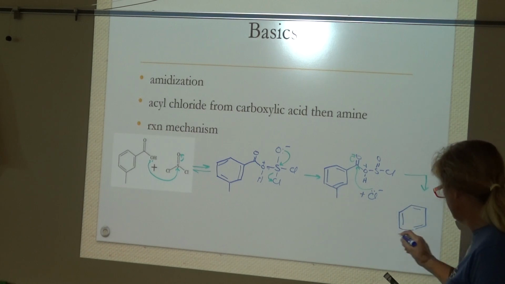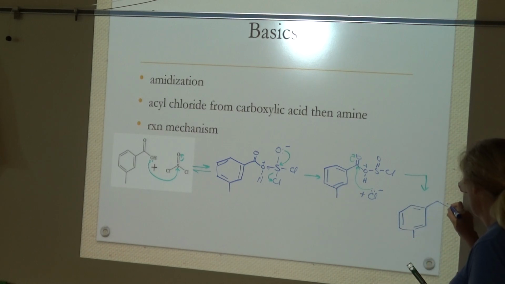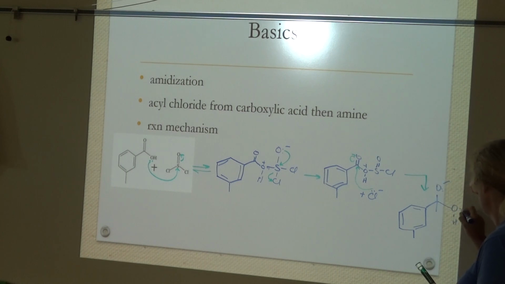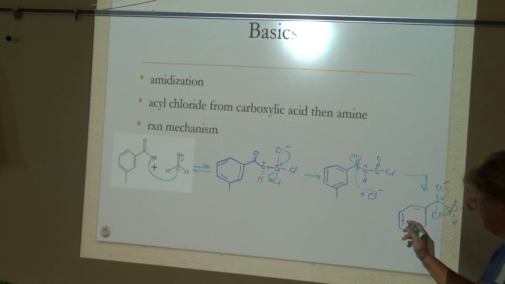Oops, I forgot to draw the methyl in. Giving us another Zwitter ion. But those electrons are going to come back down and kick out our leaving group.